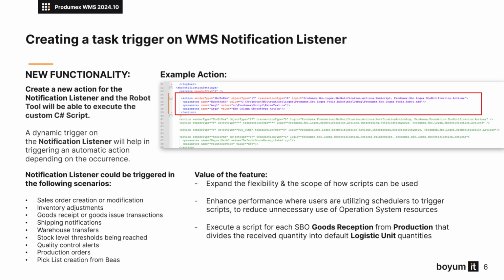Creating a task trigger on WMS notification listener. The new functionality is to create a new action for the notification listener and the robot tool will be able to run the custom C# script automatically. A dynamic trigger on the notification listener will help in triggering an automatic action depending on the occurrence. Notification listener could be triggered in the following scenarios as you can see on the slide. I'll give you time to catch up with the scenarios.